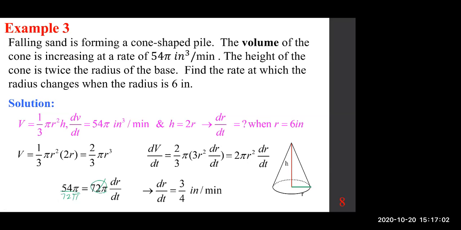Okay, and the reason is very simple, class. Remember, if you go back, dV/dt has cubic inches per minute as a unit. I want to make sure everybody understands what's happening. The left side here is cubic inches per minute. The right side has r squared, so we have inch squared. When you divide, you're really dividing by inch squared. Okay, that's how you arrive at the answer.